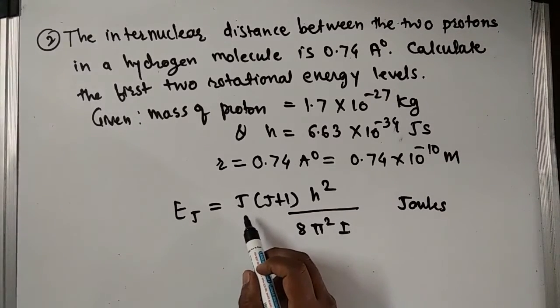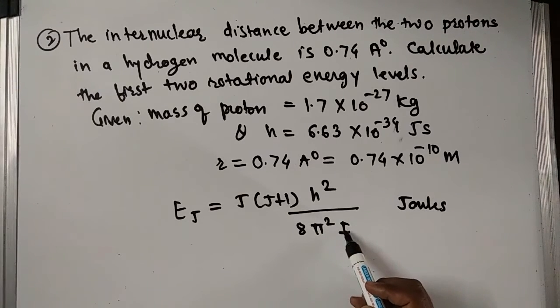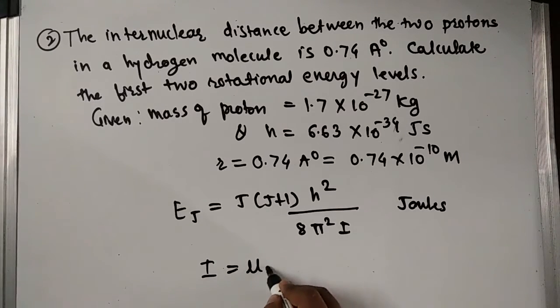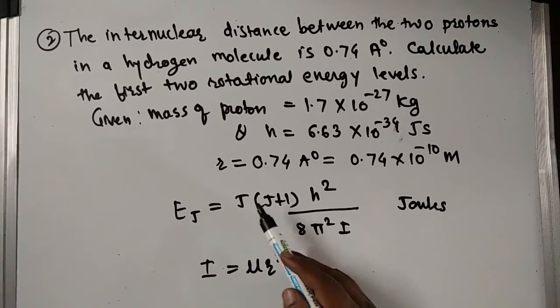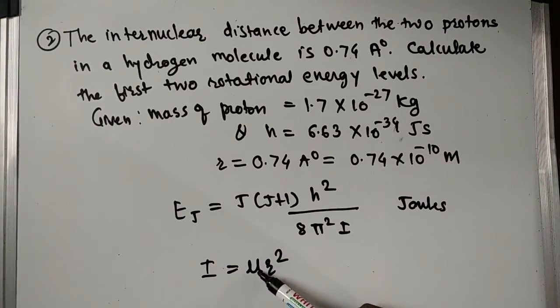Here J is called the rotational quantum number. h is Planck's constant, it is given, and 8 pi square is a constant, so we have to calculate I. What is this I? I is the moment of inertia. We know the moment of inertia formula, I is given by mu into R square, right? R, the internuclear distance, is given, so we have to calculate mu.